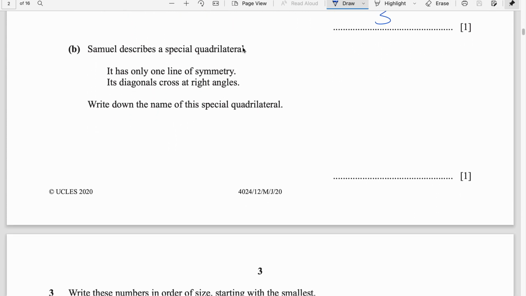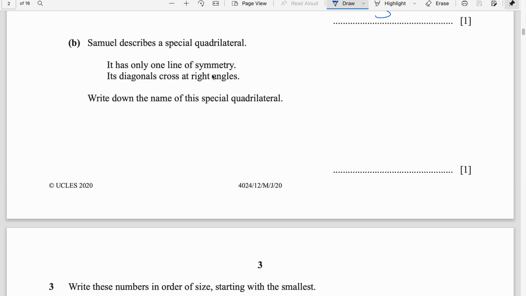Samuel describes a special quadrilateral. It has only one line of symmetry. Its diagonals cross at right angles. So one line of symmetry and diagonals cross at right angles. The special name of the quadrilateral is kite, because a kite has one line of symmetry and its diagonals cross at 90 degrees.